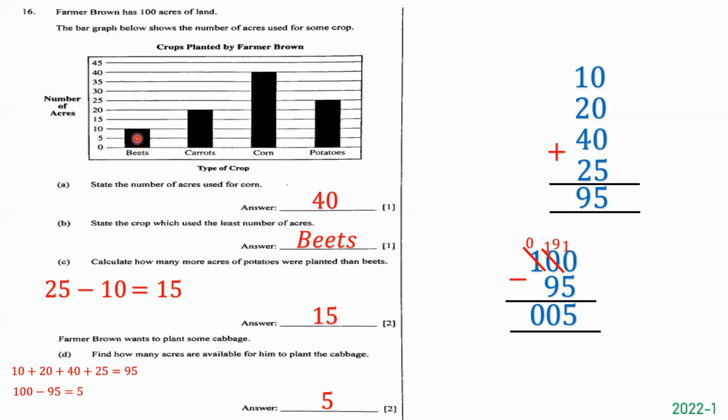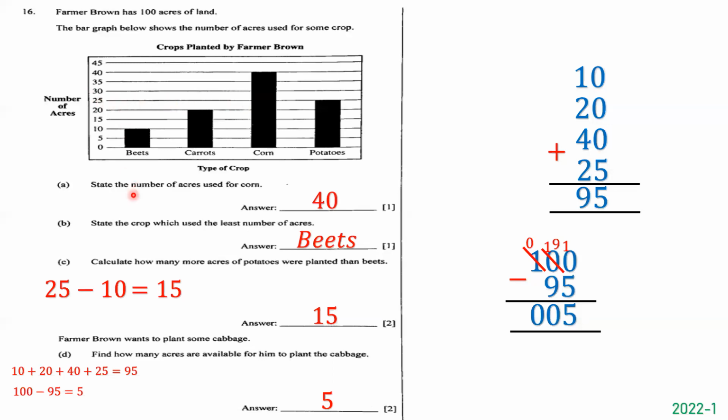Notice that beets account for 10 acres of land. Carrots account for 20 acres. Corn accounts for 40 acres. And potatoes account for 25 acres.